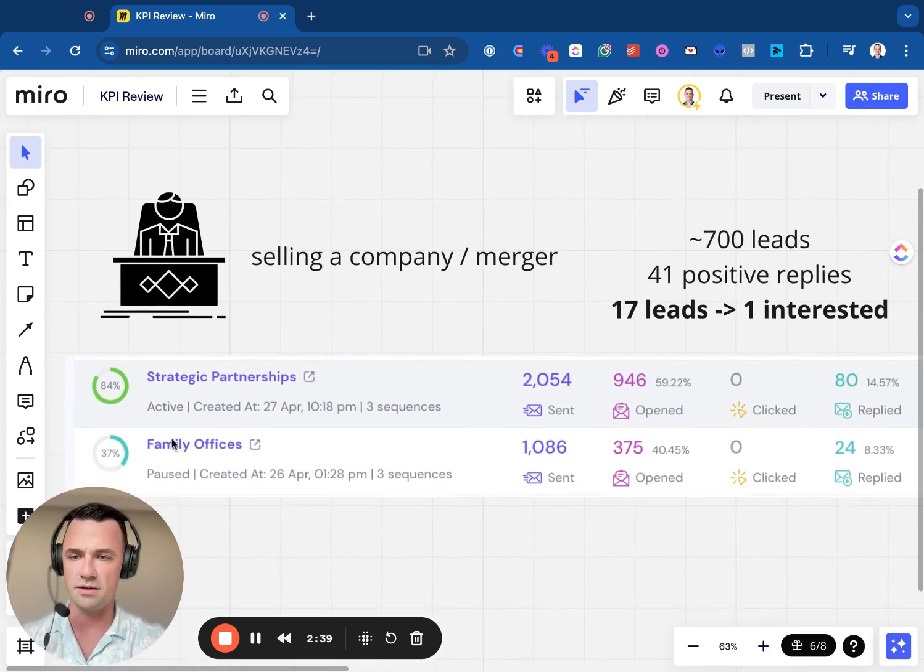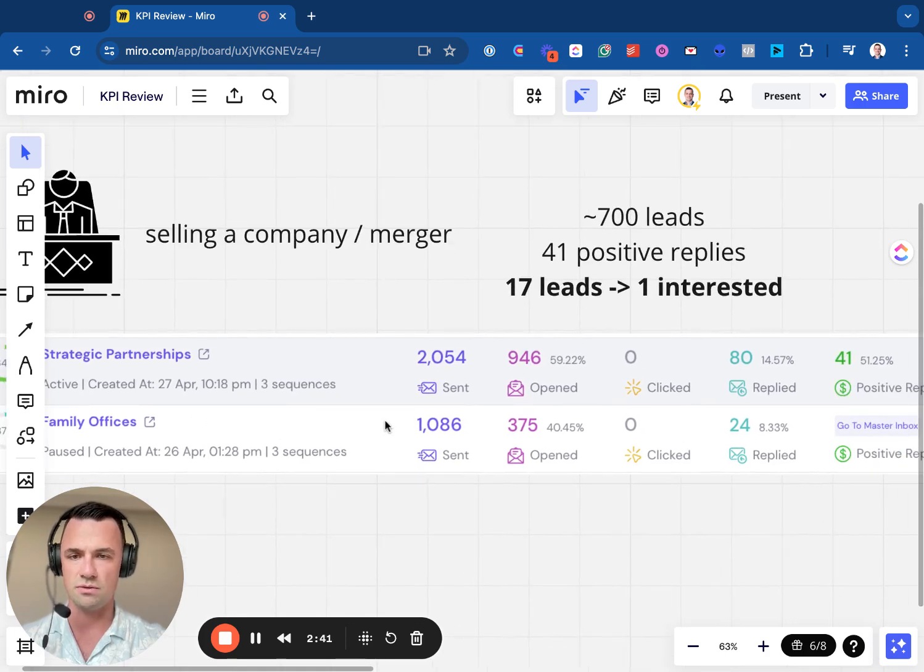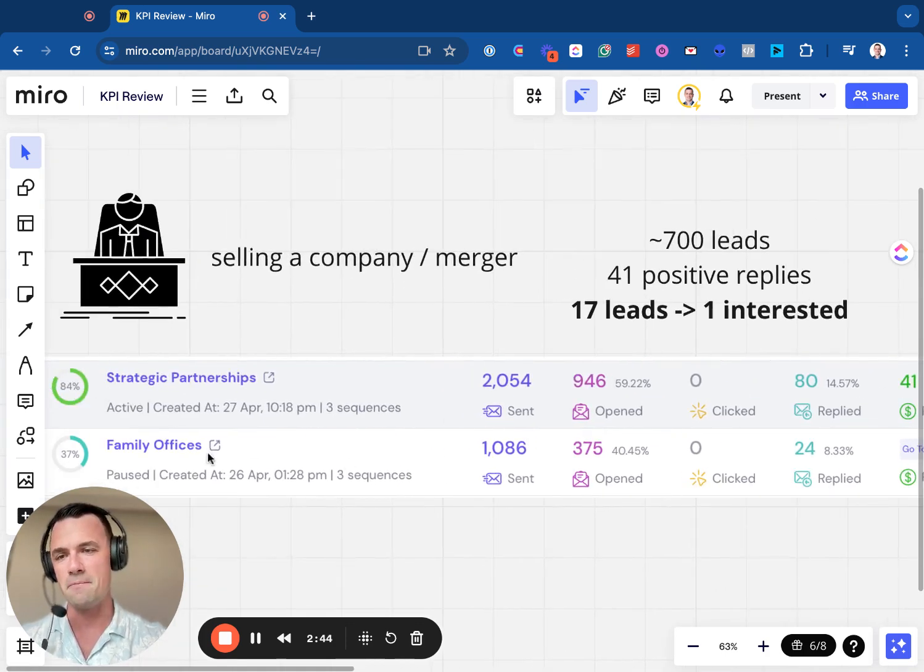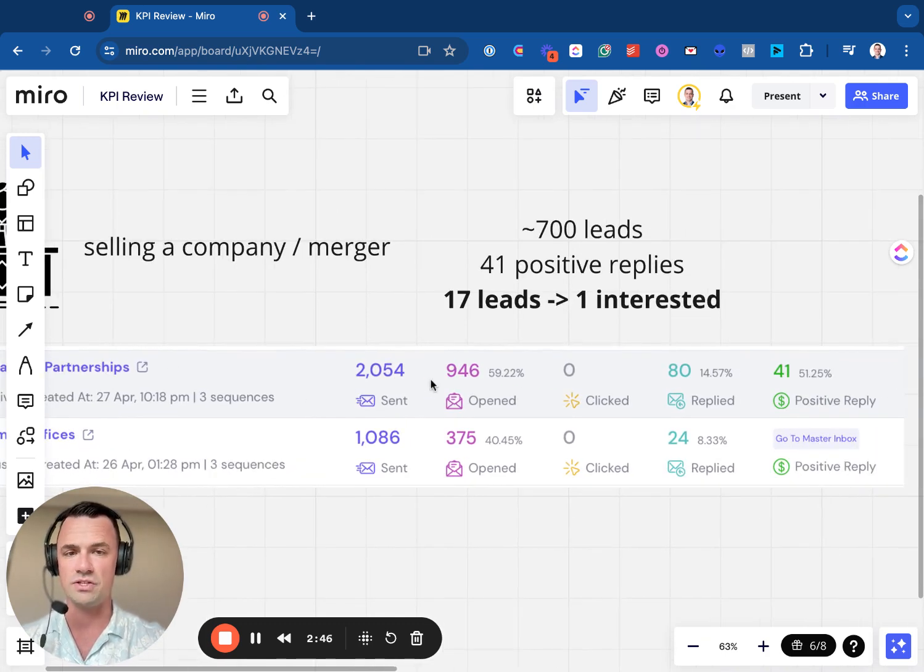You can see here we also had a campaign going to family offices that did not do too well. They were not too receptive. So that's why we pivoted to strategic partnerships, and that's the one that took off.